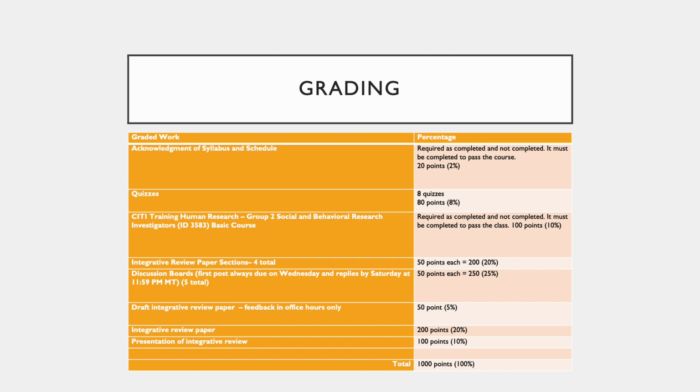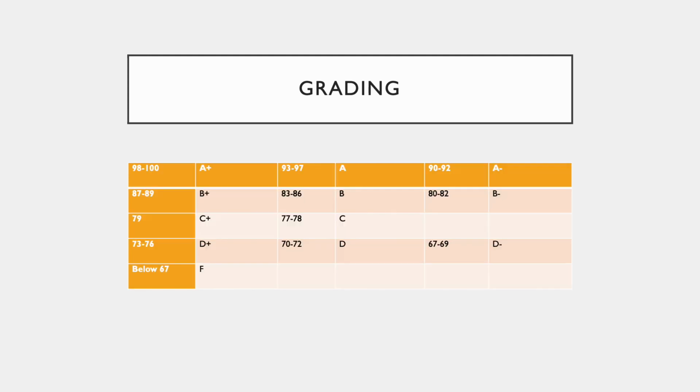You have work that you need to do related to ethics in nursing. So I'm going to ask you to do CITI training for human research. You're going to do Group 2 Social and Behavioral Research Investigators, the basic course. You just need to complete the course and pass the quiz that's associated with it, and you get full credit for that. Next is the grading scale for the course. This is set by the College of Nursing and not me, so it is what it is.